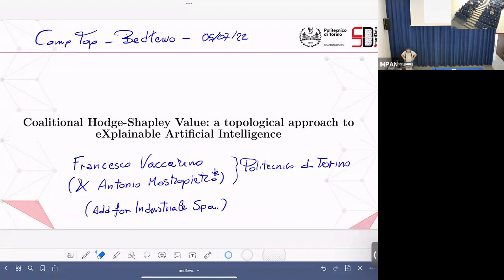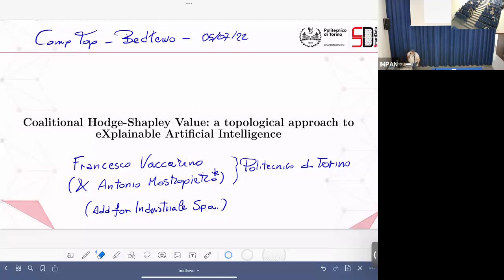Okay, so for the second talk of this morning, we have Francesco, and he's going to tell us about, well, Hodge-Shapley value. Yeah, it's a long title. A long title. Yes. Yeah, it's too long. Go ahead. Okay, thank you.